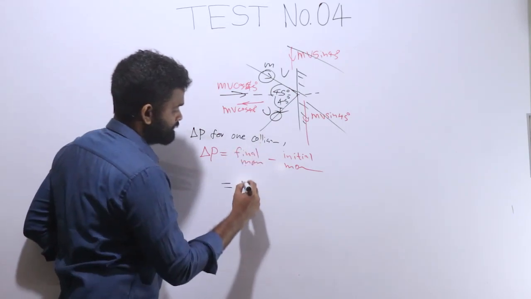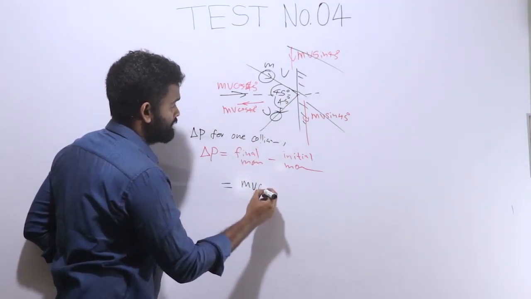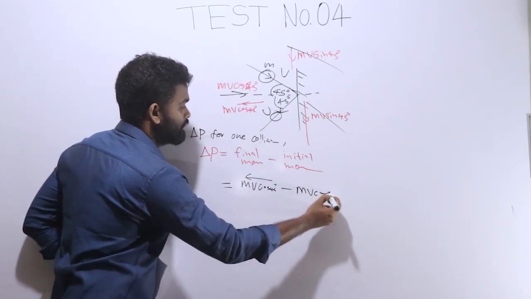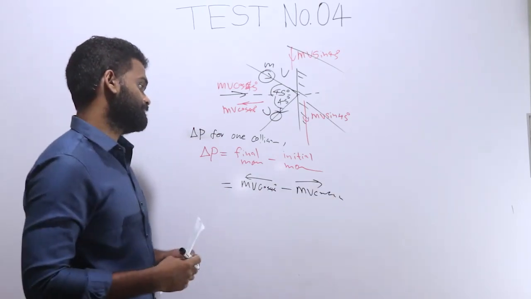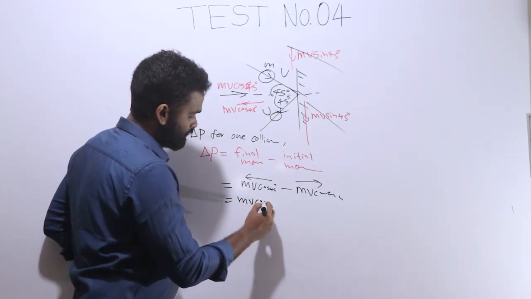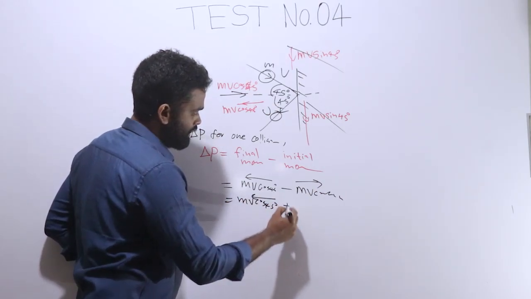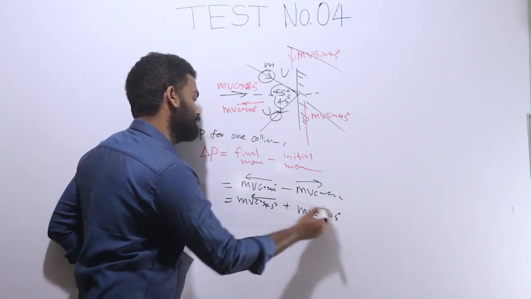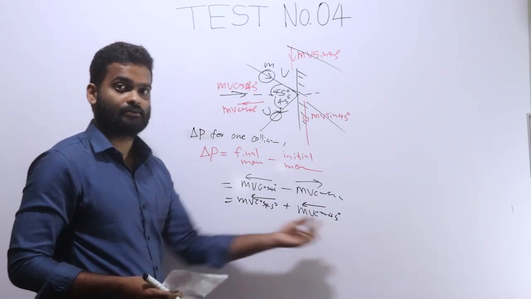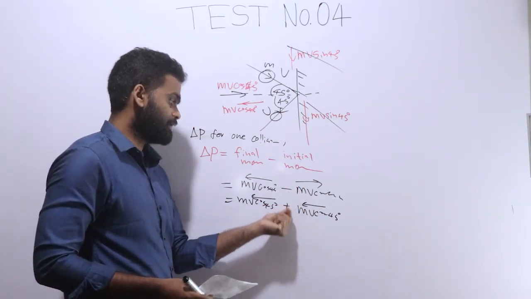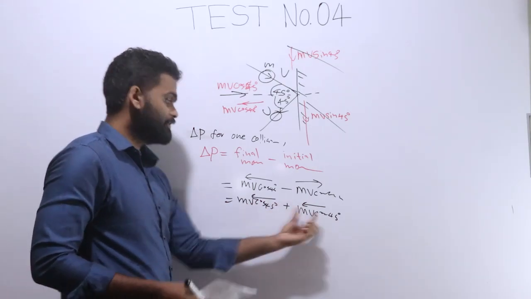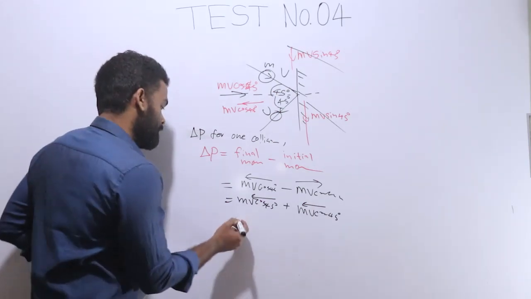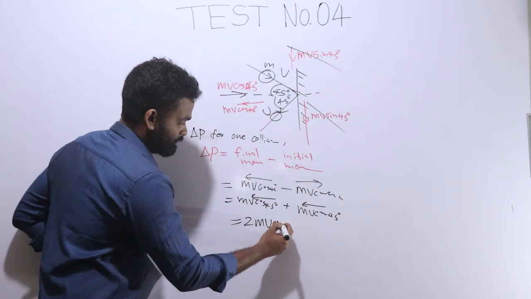But here, the final momentum component is mv cos 45 to this side, minus the initial momentum, mv cos 45 to the other direction. I can change the sign and draw the arrow to the other side, the opposite direction. So minus, minus becomes plus. Then you can add these two vectors. I think you are familiar with those vector calculations. Then this is 2mv cos 45.